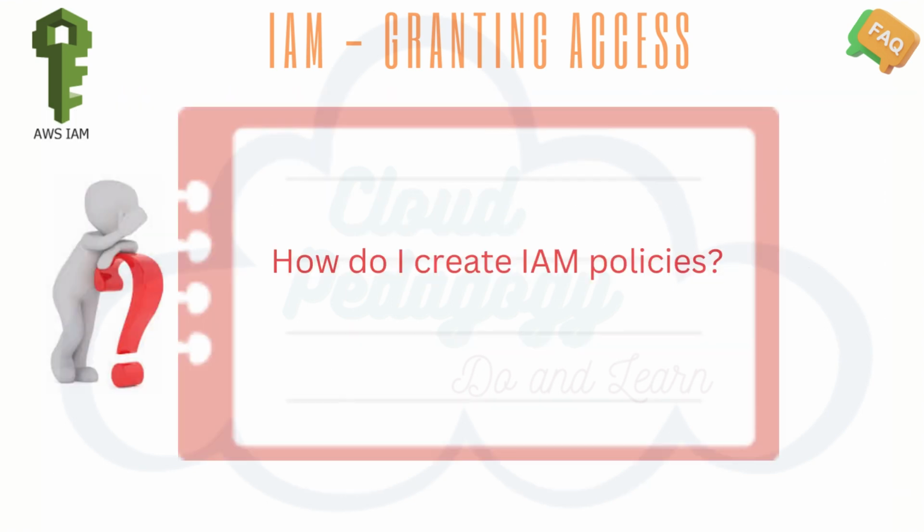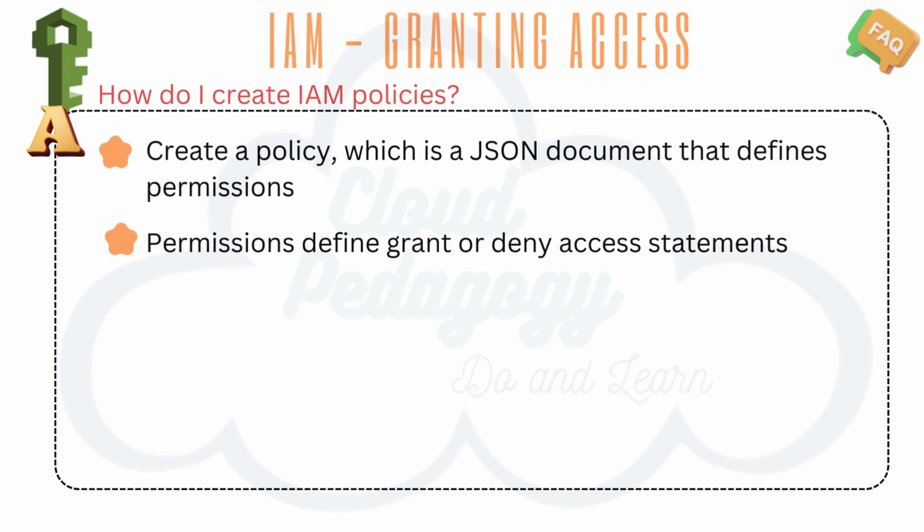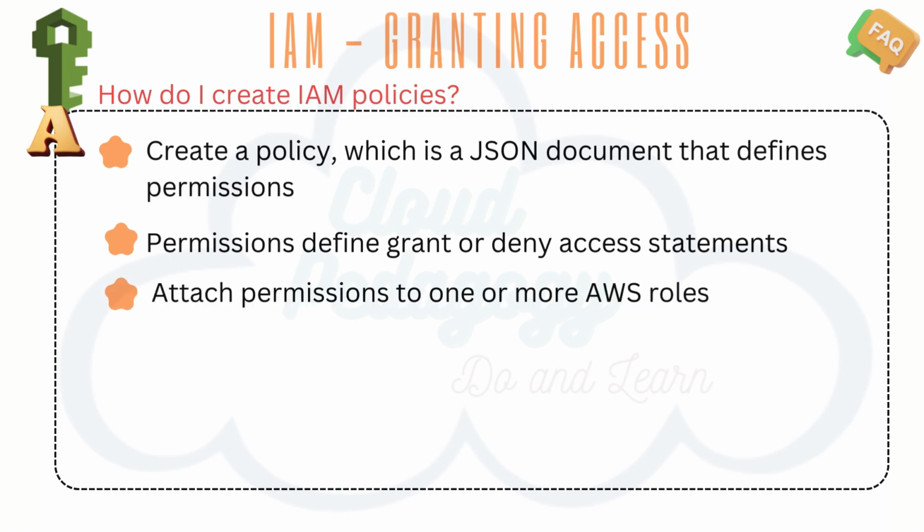Next, how do I create IAM policies? To assign permissions to a role or resource, first you create a policy, which is in JSON format, which is elaborated as JavaScript Object Notation document that defines the permissions. This document includes permission statements that grant or deny access to specific service actions, resources, and other conditions. After you create a policy, you can attach it to one or more AWS roles to grant permissions to your AWS account.